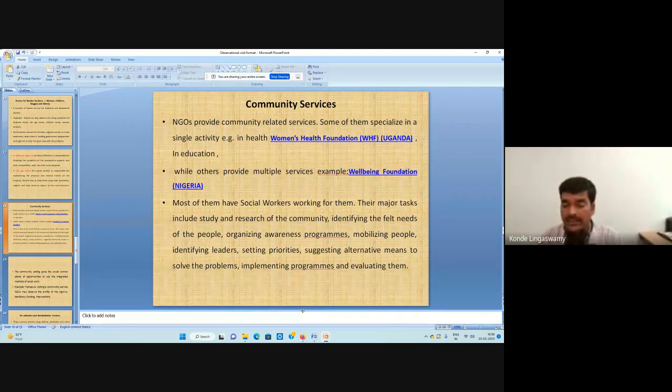When identifying the problems, within the problem we need to frame some priority, which one is first and second. We need to set priorities and suggest alternative means to solve the problems. As a social worker, just finding out the problem is not enough. Once you find the problem, you conduct awareness programs, mobilize people, set the priorities, suggest alternative means to solve the problems, implement programs and evaluate them.